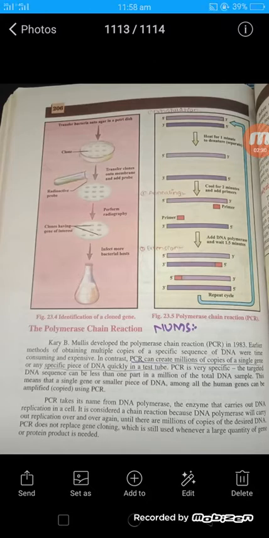After the addition of primers, DNA polymerase will bind itself with the primer, and a copy of that DNA segment or gene is made. You can repeat the cycle again and again, and in this way the number of that specific gene is increased.